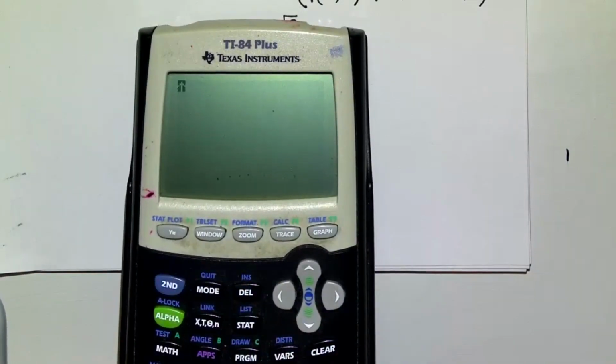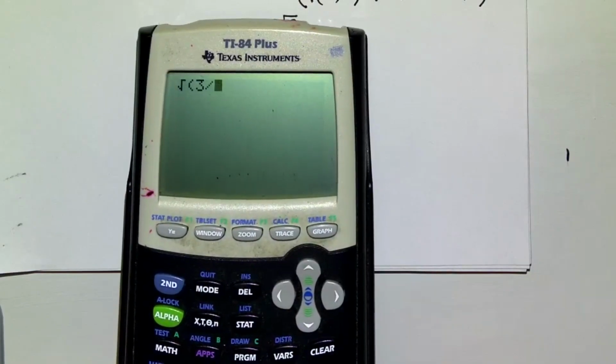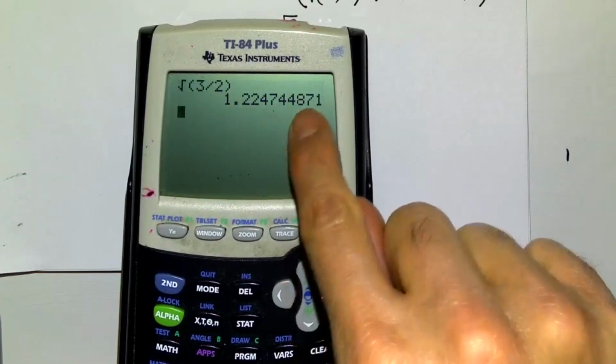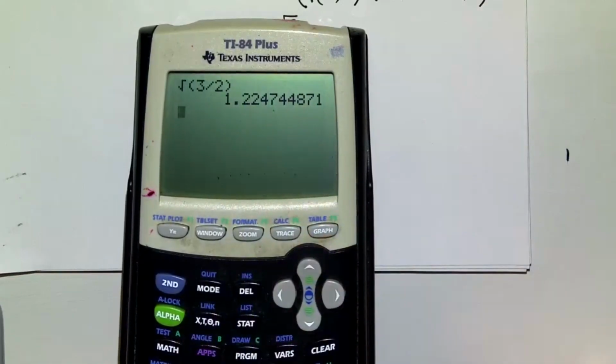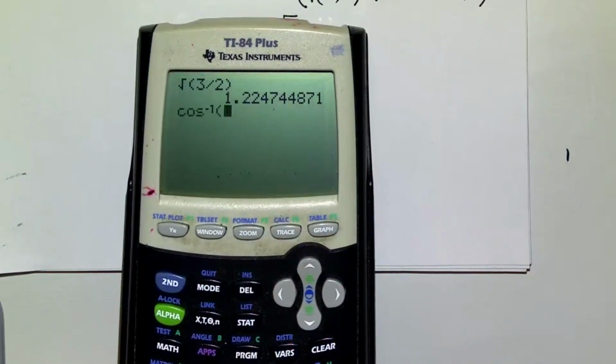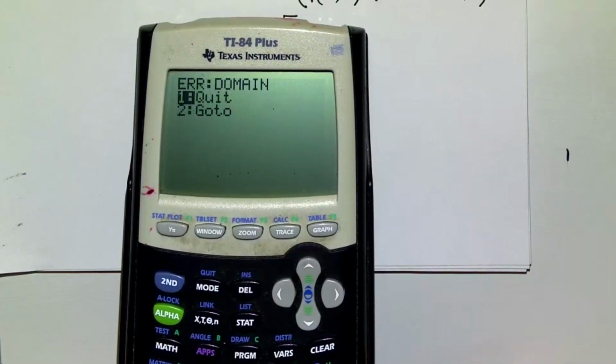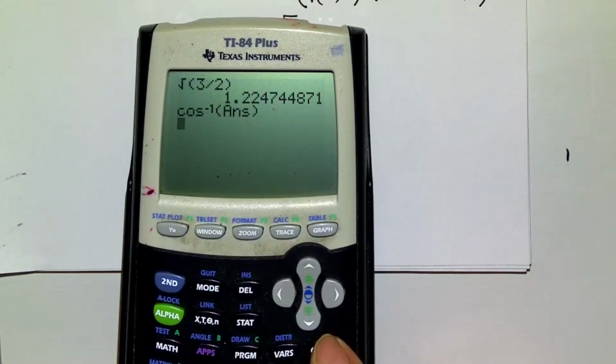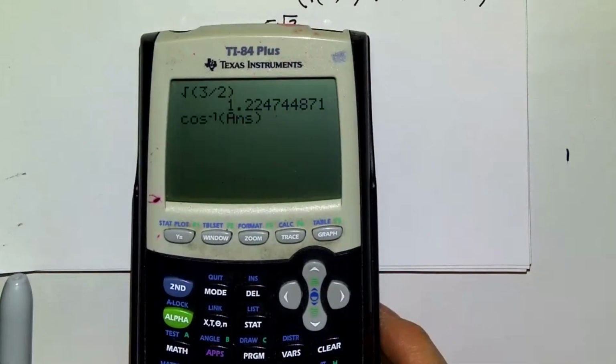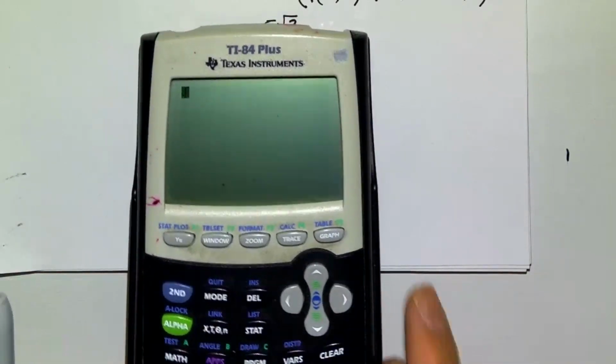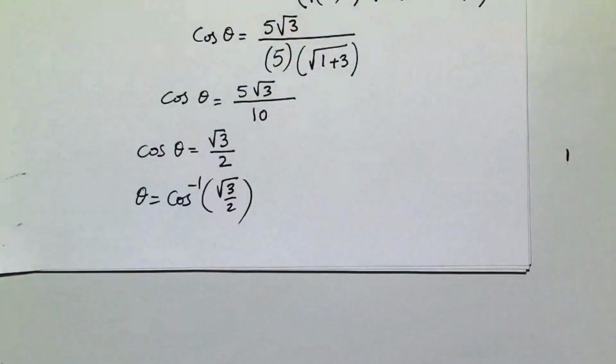Let's first calculate square root of 3 over 2, like that, right? And I'm going to take the inverse cosine of that. So let's do that and see if this calculator is going to give us the right number, which is 30 degrees. Okay, so something is not set up right. Let me use my other calculator. This one, I have to look into that to see what's going on. But I'm going to grab my other calculator.